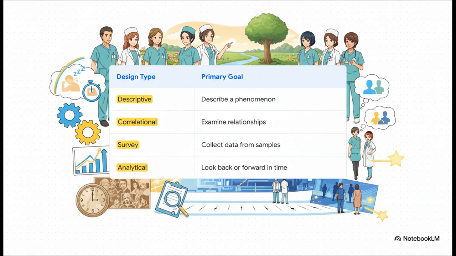So, a descriptive study might just try to get a snapshot, like what percentage of new mothers experience anxiety. A correlational study looks for links. Is there a relationship between how much sleep a nurse gets and their rate of making errors? A survey could be used to gather opinions from hundreds of patients about their hospital stay. And an analytical study might look backward in time to uncover risk factors for a certain illness. Each one is a different tool for a different kind of observation.